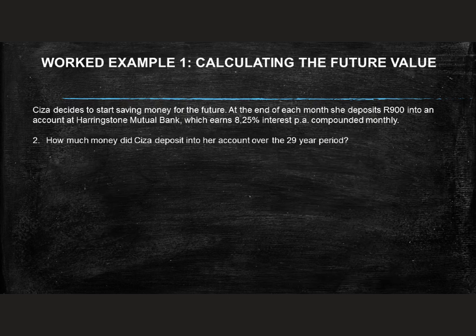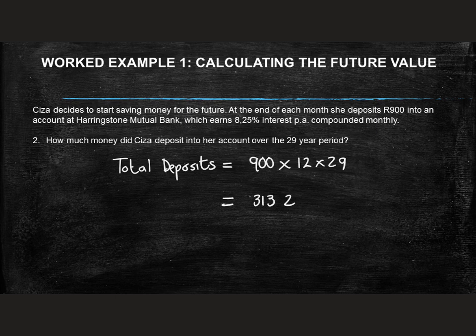In this situation, we want to try to find out how much did Caesar deposit into her account over 29 years. So this excludes interest. So total deposits will be equal to the amount she's depositing multiplied by how many she's made. So 12 months and 29 years. Multiply all those out, 313,200, which is a lot less than with interest. So 313,200 was total deposits.